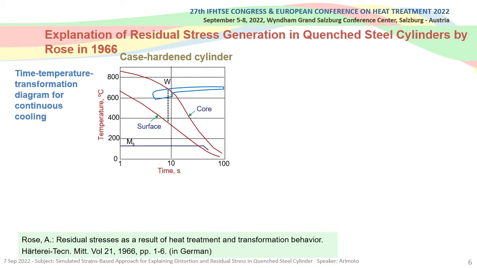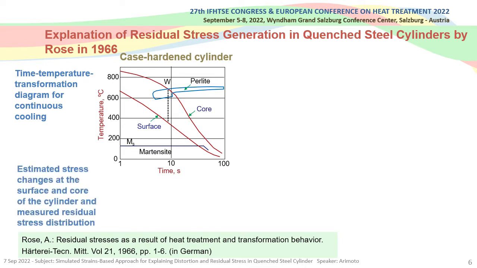Rose applied his approach to explaining the mechanism of residual stress generation in water-quenched carbon steels. During water quenching of a tool steel cylinder, only the near surface hardened. This is evident from the time-temperature transformation diagram of continuous cooling. In this tool steel cylinder, pearlitic transformation occurs at the core, followed by martensitic transformation near the surface.